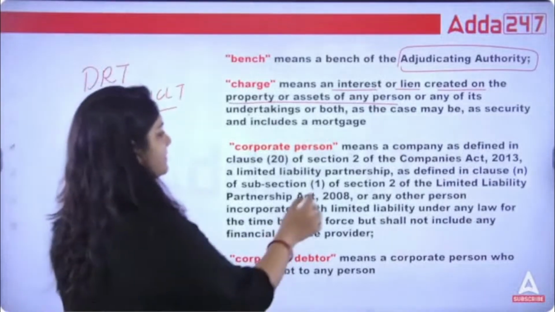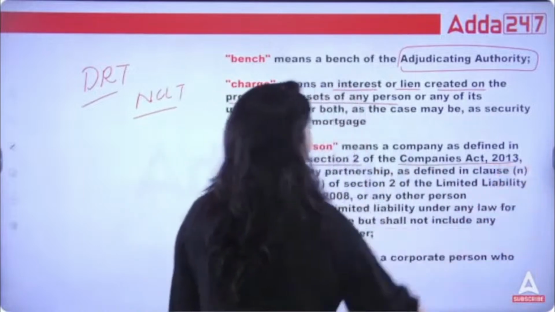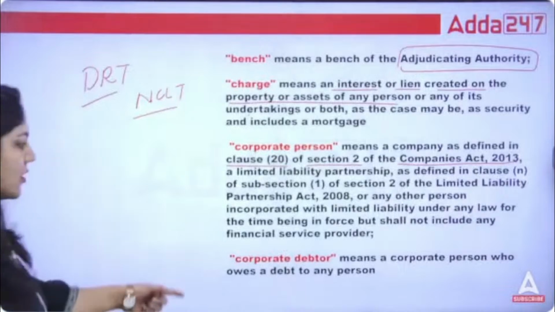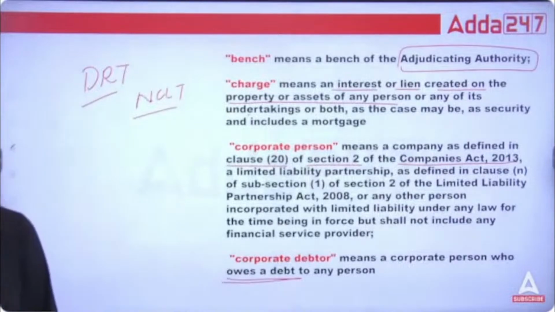Corporate person is defined in clause 20 of section 2 of the Companies Act 2013. See, corporate person. A corporate debtor is one who owes a debt. That is called a corporate debtor.